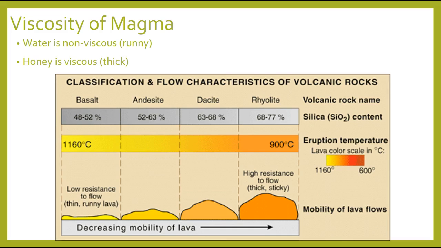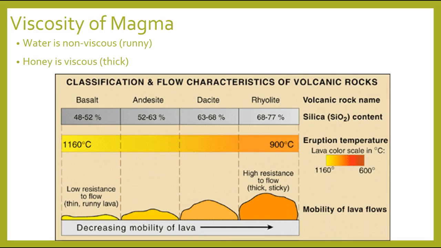Okay, so moving on to the viscosity of magma. This is really important to know because we will be looking at this later in these slides about the importance of viscosity on volcanic landforms and eruptions as well. So viscosity is the ability of something to flow. So if it is non-viscous, it is watery, so it's runny. So water is non-viscous because it's very runny. Whereas honey, treacle, maple syrup is thick and therefore it is termed as viscous.